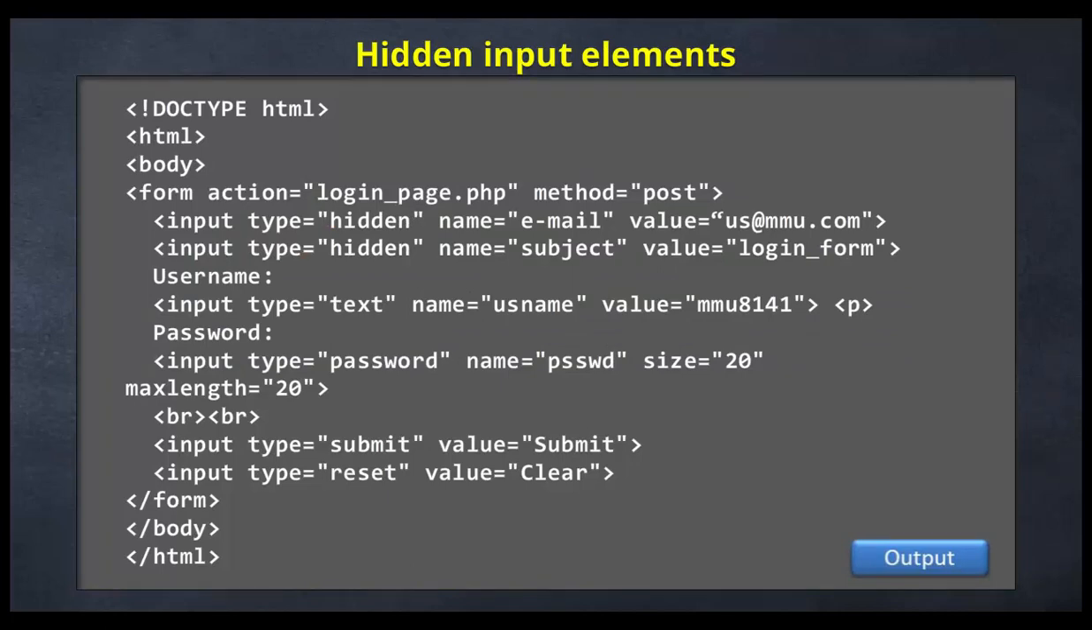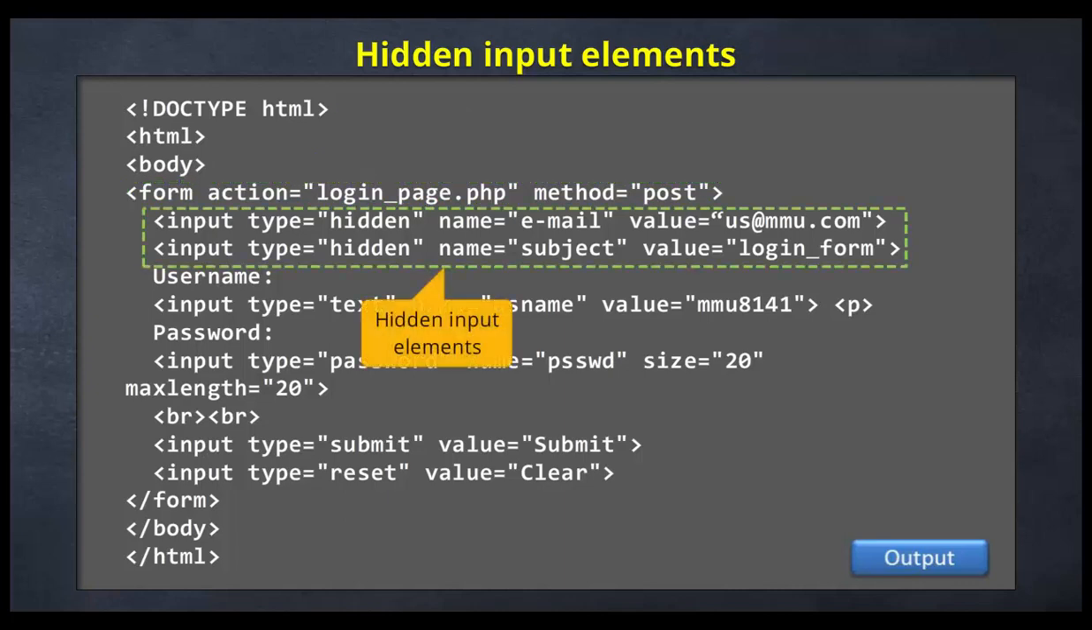In the following example, the method attribute tells that the form data should be sent via POST request. The action attribute tells the browser what to do when the Submit button is clicked. Here, the action attribute specifies in the login_page.php script where the form data will be sent.